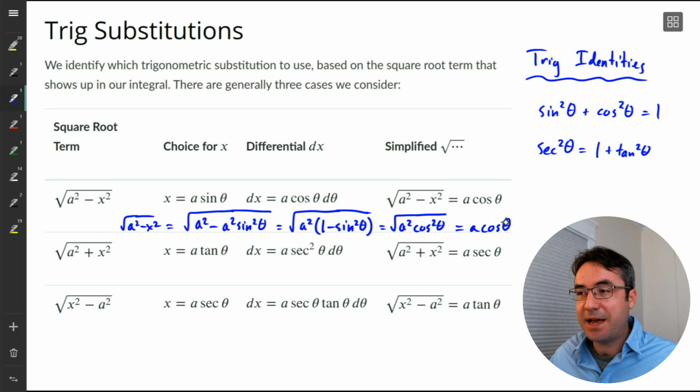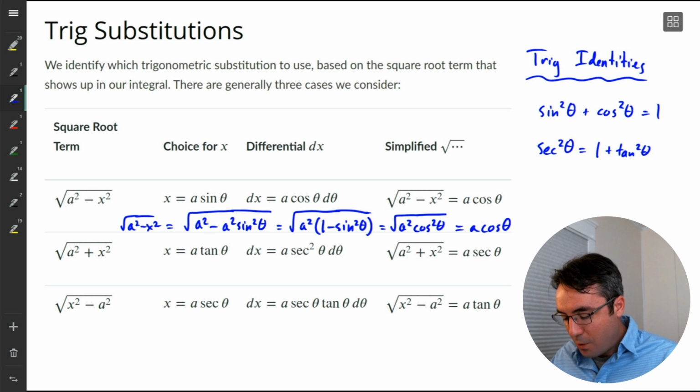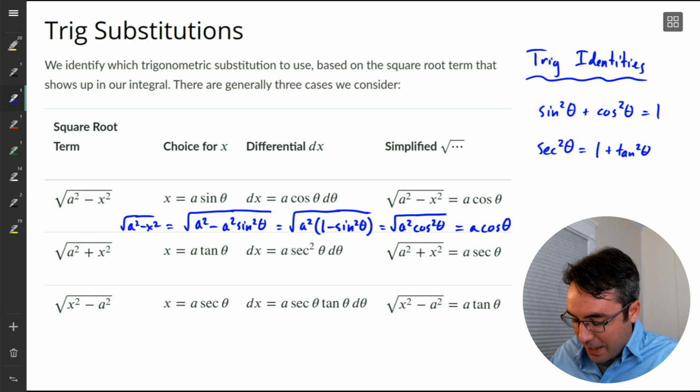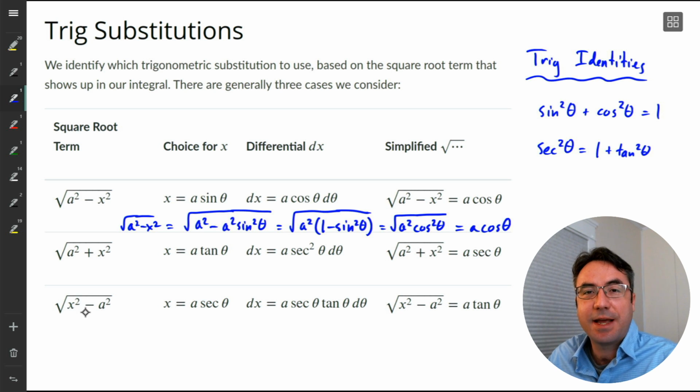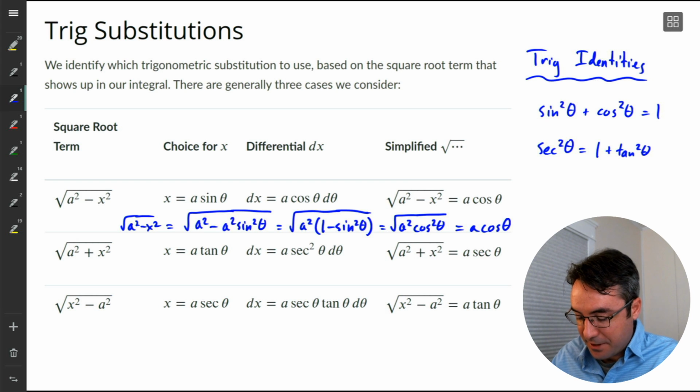And now we just have a nice trig function that we can integrate, or that's part of our integral. So this is the magic for this technique. Let's try one more, just to go through these trig identities. It's good practice. So let's maybe take this last one, x squared minus a squared. Let's see what happens there.